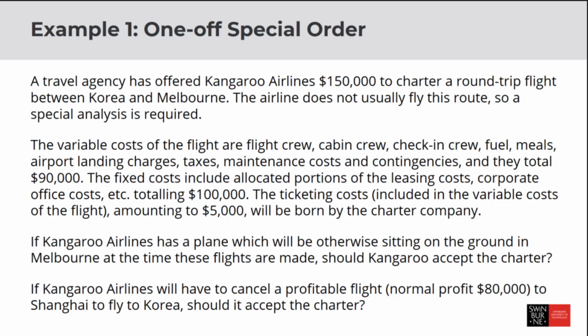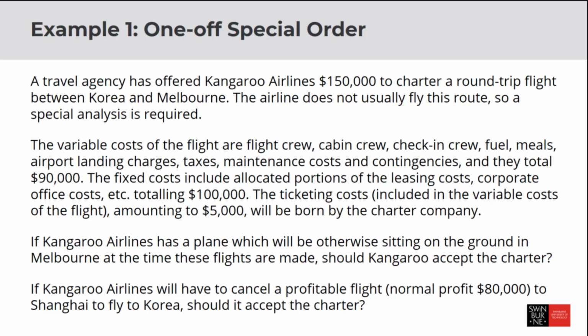Let's have a look at the example. A travel agency has offered Kangaroo Airlines $150,000 to charter a round-trip flight between Korea and Melbourne. The airline does not usually fly this route, so a special analysis is required. The variable costs of the flight are flight crew, cabin crew, check-in crew, fuel, meals, airport landing charges, taxes, maintenance costs, and contingency, and they total $90,000. The fixed costs include an allocated portion of the leasing costs, corporate office costs, etc., totaling $100,000.